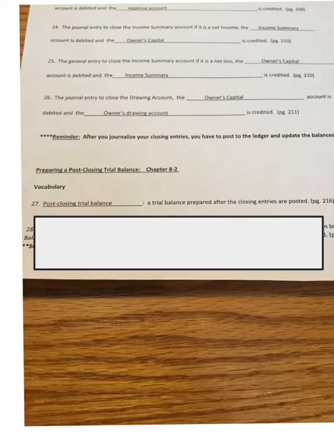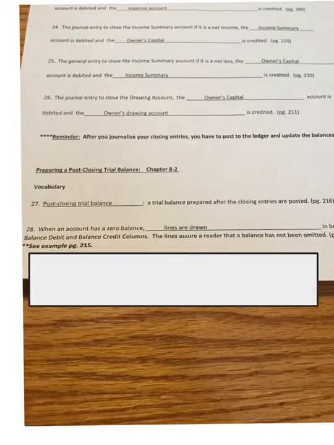A post-closing trial balance is a trial balance prepared after the closing entries are posted. Again, this is to help us check what areas we still need to make sure are correct. When an account has a zero balance, lines are drawn in both the balance debit and balance credit columns. The lines assure a reader that a balance has not been omitted. And again, we did this when you posted to the ledger after you did your closing entries.